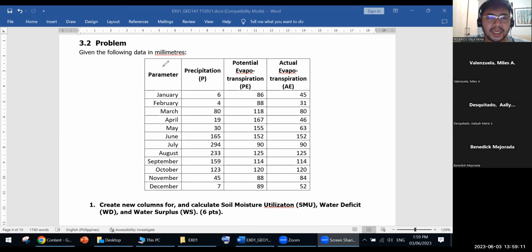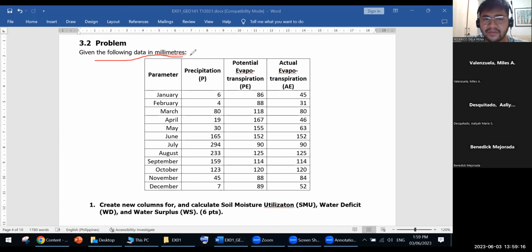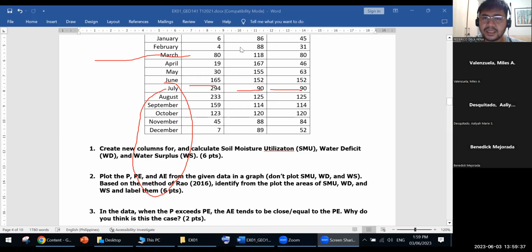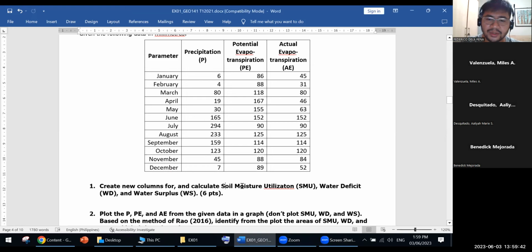Right. For this exercise, you have your data given in millimeters. You have monthly data containing precipitation, potential evapotranspiration, and actual evapotranspiration. Actually, you have to create columns for soil moisture utilization, water deficit, and water surplus, and calculate these parameters.